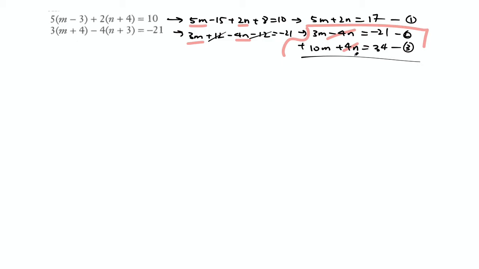So adding the 3m and 10m, you get 13m. Here, adding these two together, right, you get 13. So m has to be 1. Okay, so let's take this and plug it into equation 1.